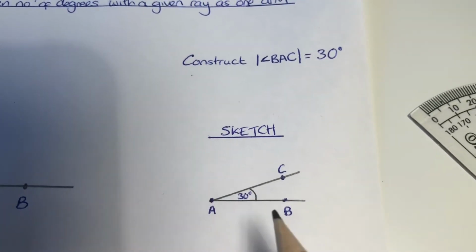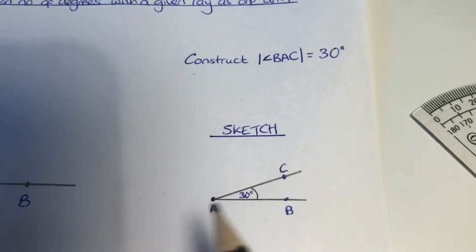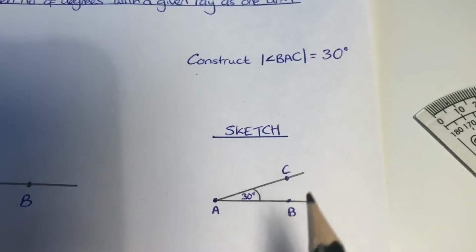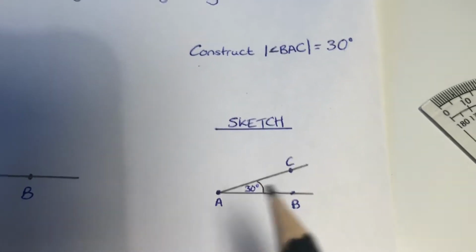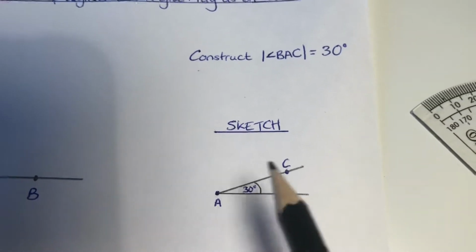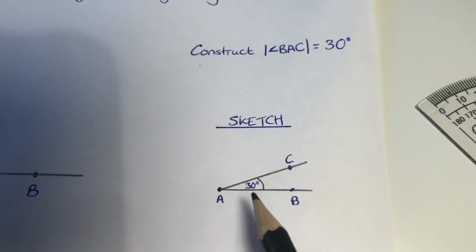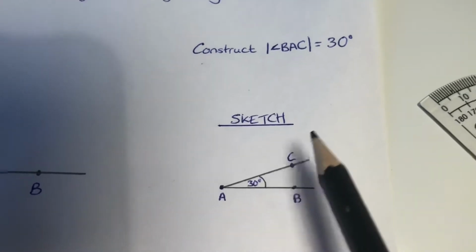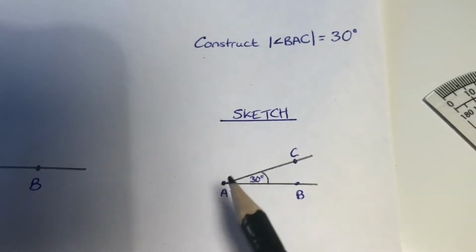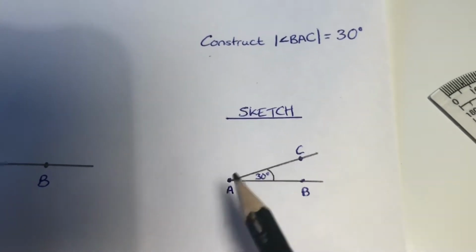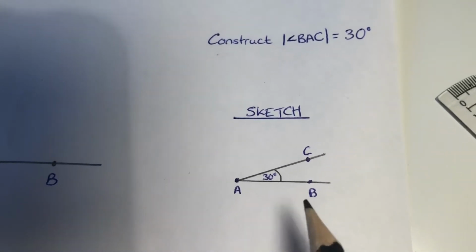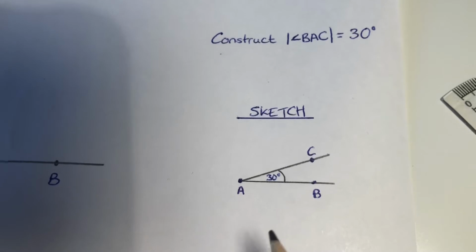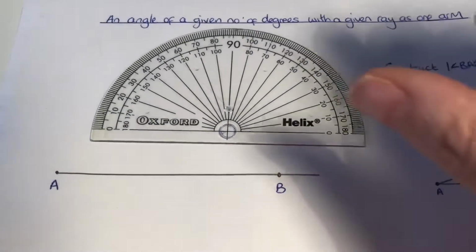When drawing my sketch, like before, this is not accurate. This is just rough, so I haven't used my protractor. But what I have done is used my common sense and my understanding that 30 degrees is an acute angle and it's less than 45 degrees, which I know is half of a right angle. So it's going to look something a little bit like this, and this is going to help guide me when I complete my actual construction. Okay, so let's get started.